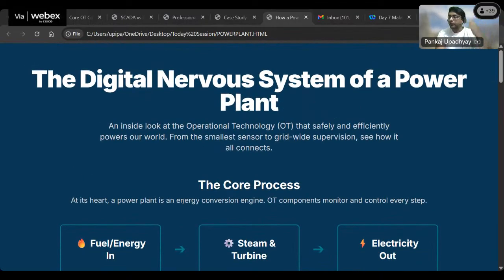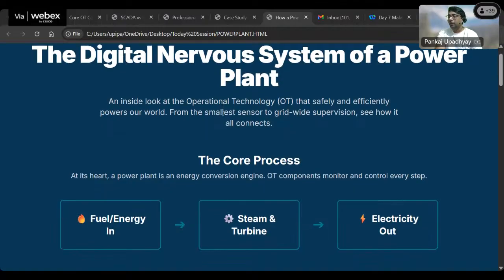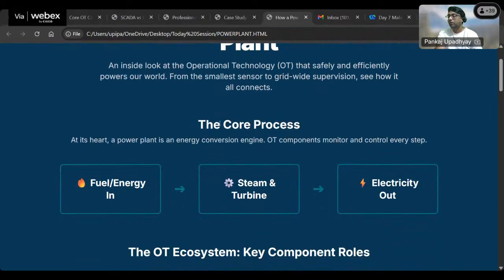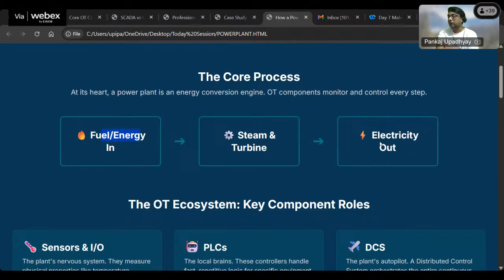Yeah, thank you. So suppose, I'm giving you an example of a power plant. When we talk about the power plant, the core process is that we have a fuel or energy. We convert it to generate some kind of energy like steam to run the turbines. And then the main output is electricity. Correct? These are the core processes for a power plant.